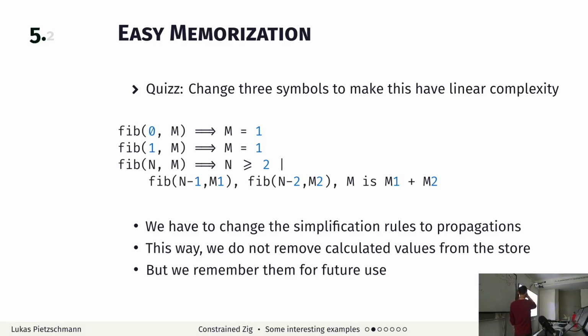This is also useful for example for calculating distances between strings. So you might know the Levenshtein distance. There you can also use this memorization property pretty easily with CHR.